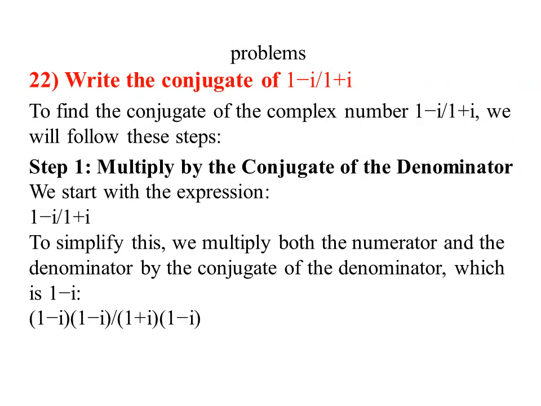We take another problem. Write the conjugate of 1 minus i over 1 plus i. To find the conjugate of the complex number 1 minus i over 1 plus i, we follow these steps. In step 1, we multiply by the conjugate of the denominator. We start with the expression 1 minus i over 1 plus i. To simplify this, we multiply both numerator and denominator by the conjugate of the denominator, which is 1 minus i. That is 1 minus i into 1 minus i over 1 plus i into 1 minus i.